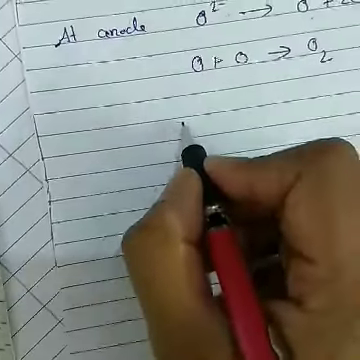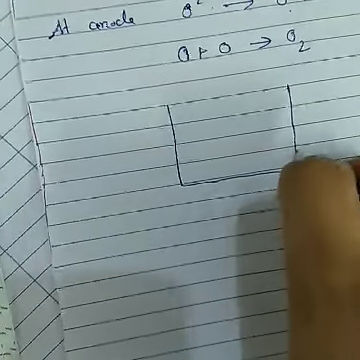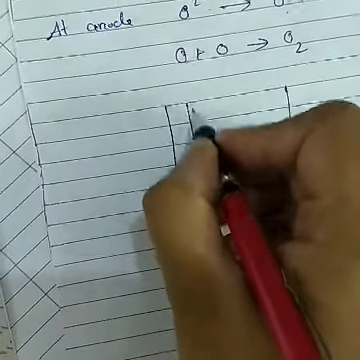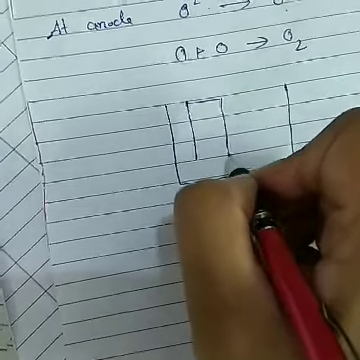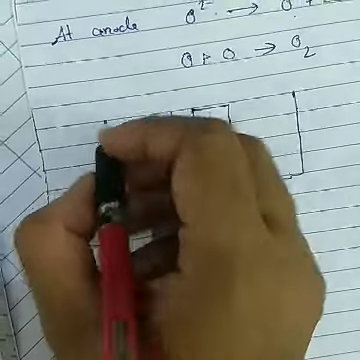So what do we do in this process? In this process, we take an impure metal. The impure metal which you are taking should be thick. This is connected to the anode.